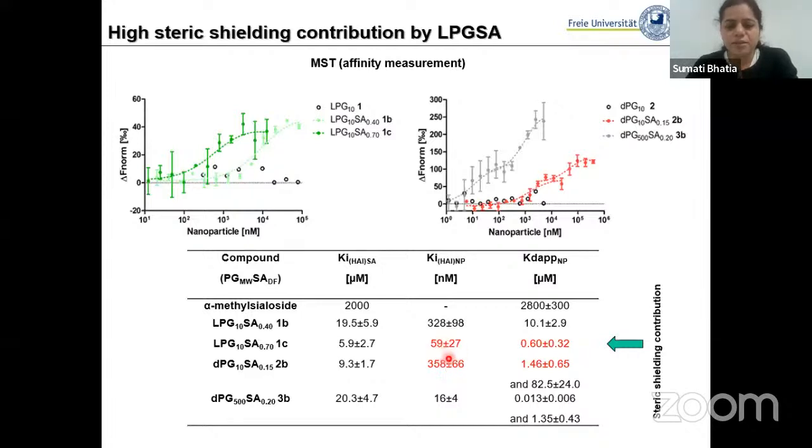That means there is higher steric shielding contribution by LPG rather than DPG. And without compromising much on the binding affinity, it sterically shields the virus better. So you can anticipate the steric shielding contribution by linear polyglycerols here by comparing these 2 different assays. So far we knew, okay, LPG sterically shields the virus surface better, okay.